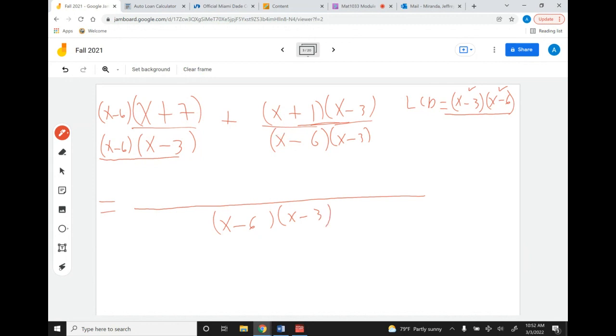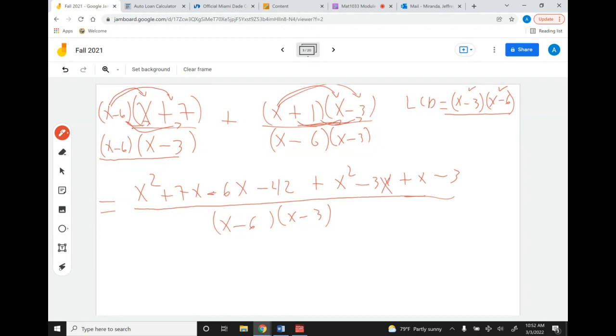And the numerators, I have to FOIL this carefully, okay? It's a lot of work. So I'm going to end up with x squared plus 7x minus 6x. And negative 6 and 7, when you multiply, that gives you negative 42. And then I do this too. Okay, so be careful with this stuff. It's a lot of writing. Make sure that you don't miss a step.